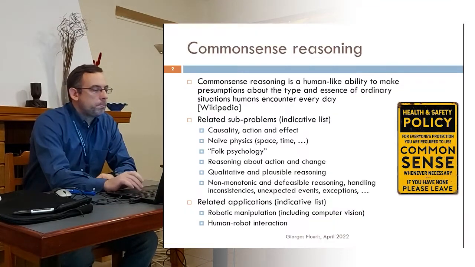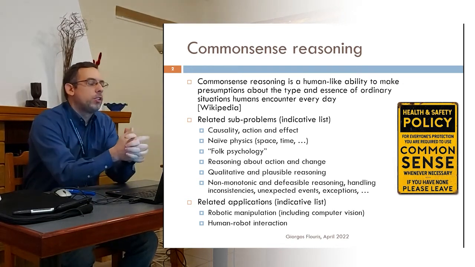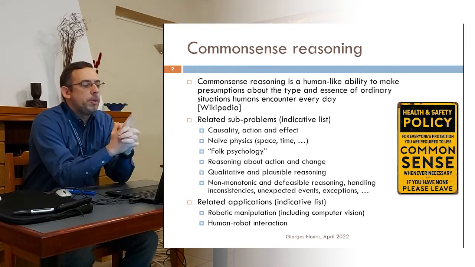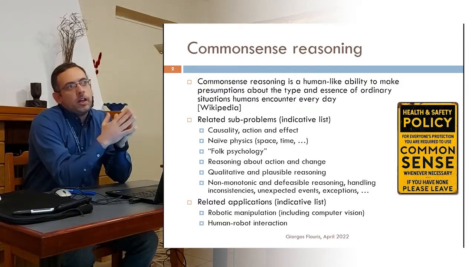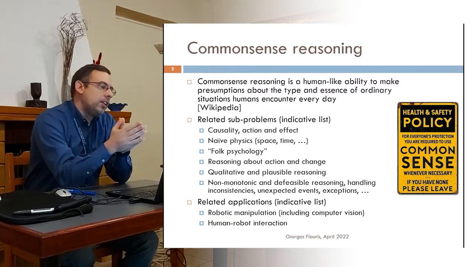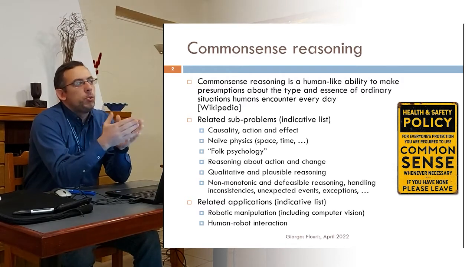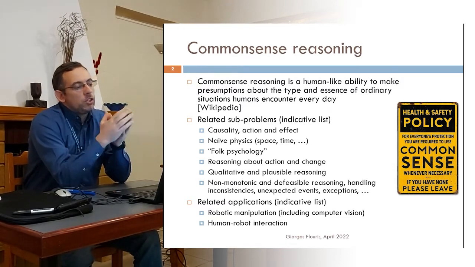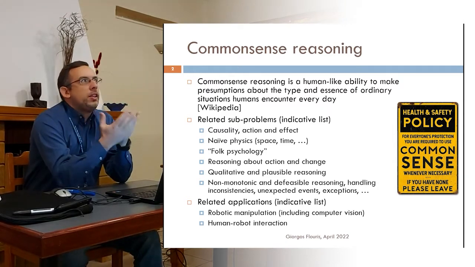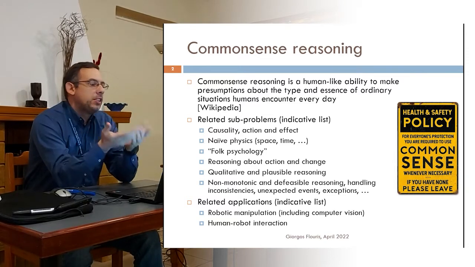So, what is common sense reasoning? Common sense reasoning, according to Wikipedia, is a human-like ability to make presumptions about the type and essence of ordinary situations that humans encounter every day. I would say, in a nutshell, common sense reasoning is the way to give your computer the ability to think like a 4-year-old child. So it's a way to give your computer the ability to do reasoning that we do every day without even understanding it.